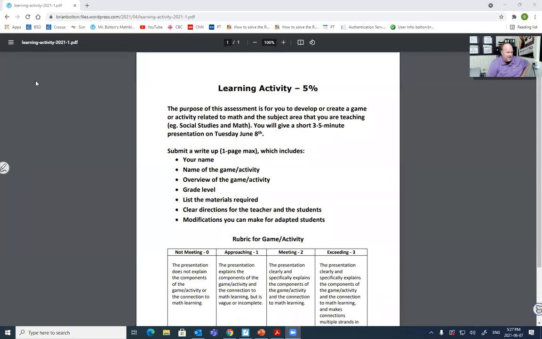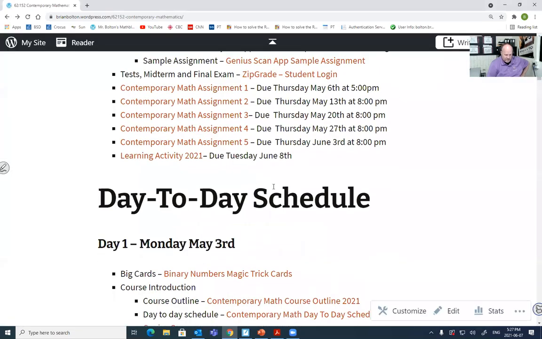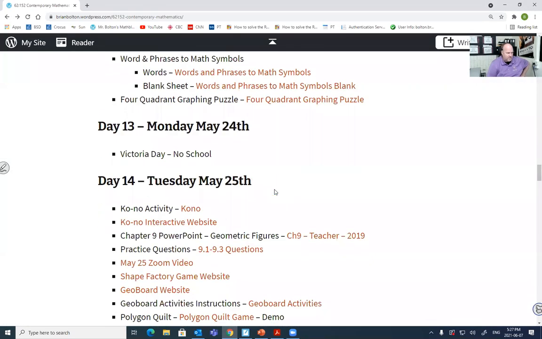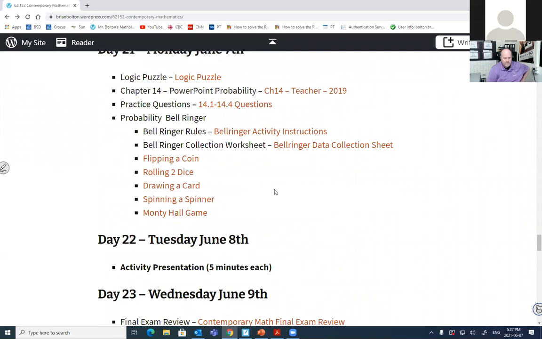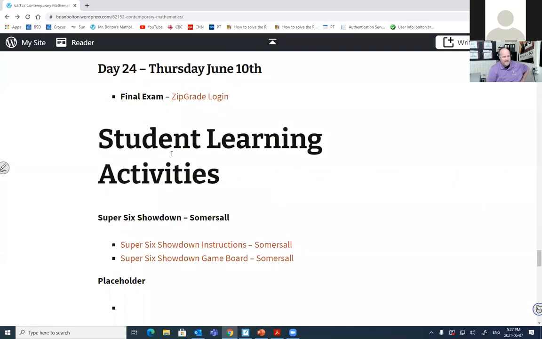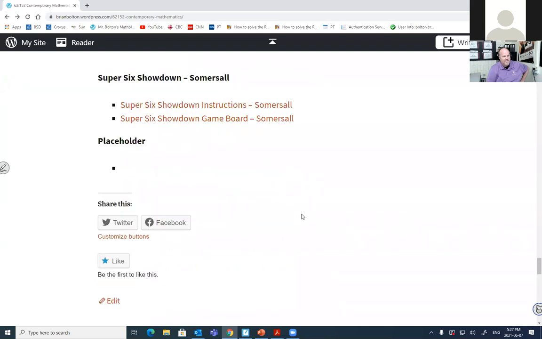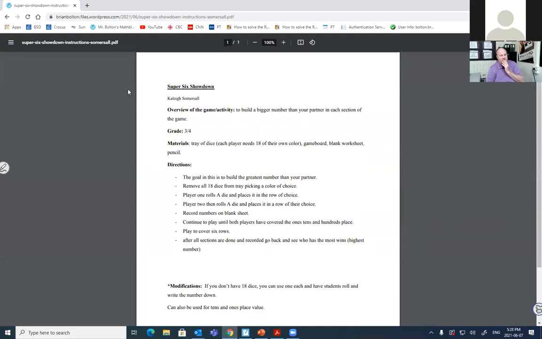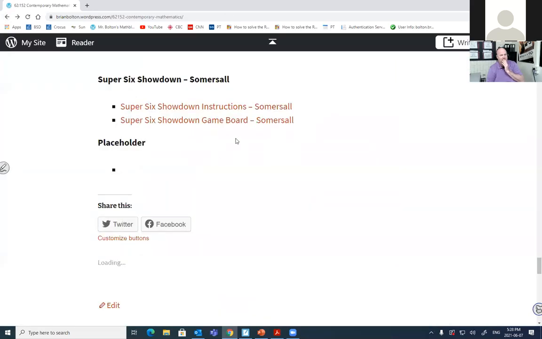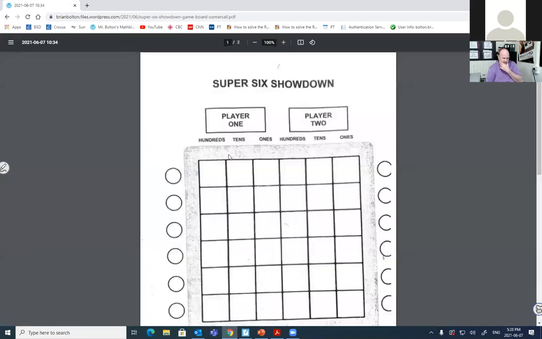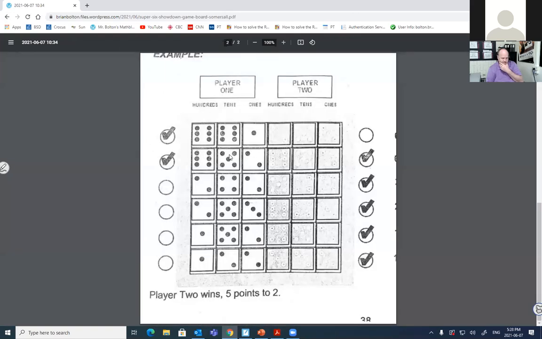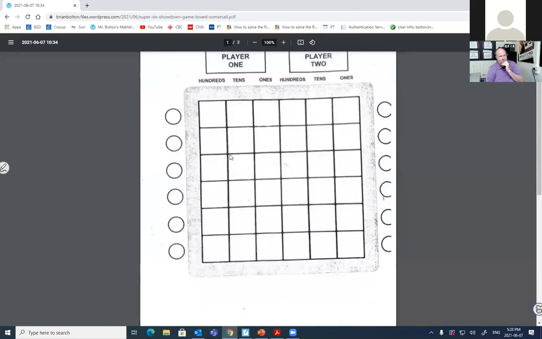So let me look back here and I'm going to show you. Who sent me one? Kaylee, it was you. I think you sent me one, didn't you? Yeah, I did. Okay, so down at the bottom of this is where I'm going to put the student learning activities. I know it says placeholder. Each of these is going to have an activity, right? So she sent me the instructions. If you click on that, you can see what the instructions look like. And then she sent me what the game board looks like, like a sample one too.